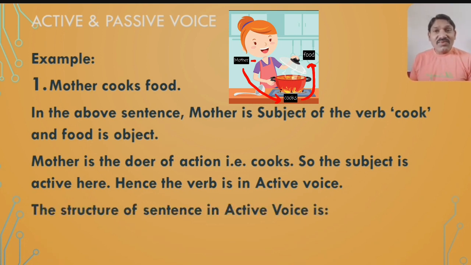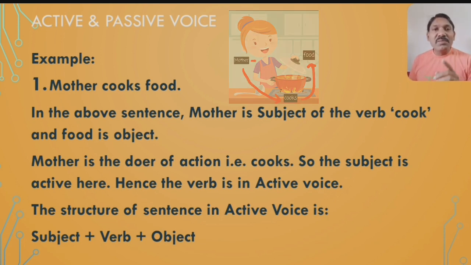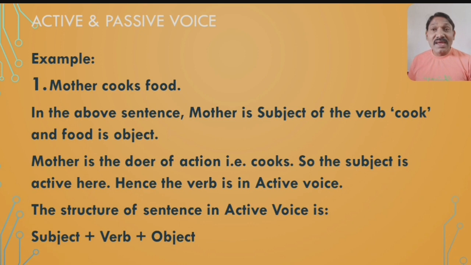Okay, and now, what is the structure of the active voice then? Just now I have told you the structure of the sentence in English. So here in active voice, the structure of the sentence will be subject, that is the doer of action, verb that shows the tense as well as action, and the object which receives the action. Okay, understood, students? So in active voice, the structure of the sentence is subject plus verb plus object. Okay, so this is the active voice.